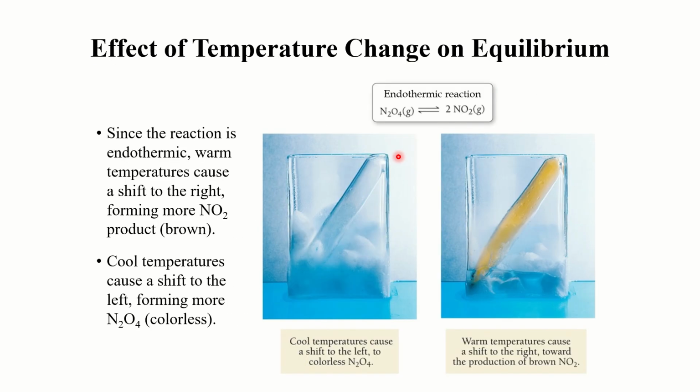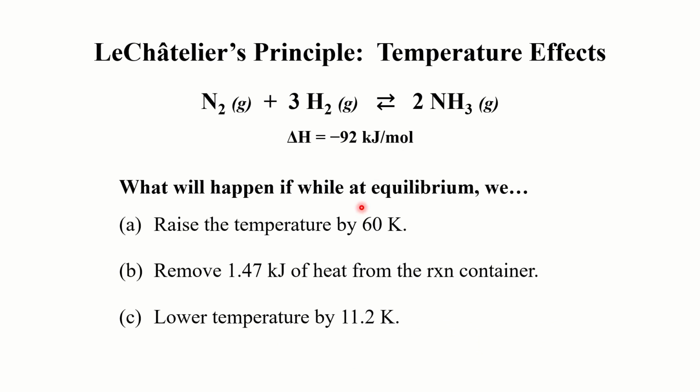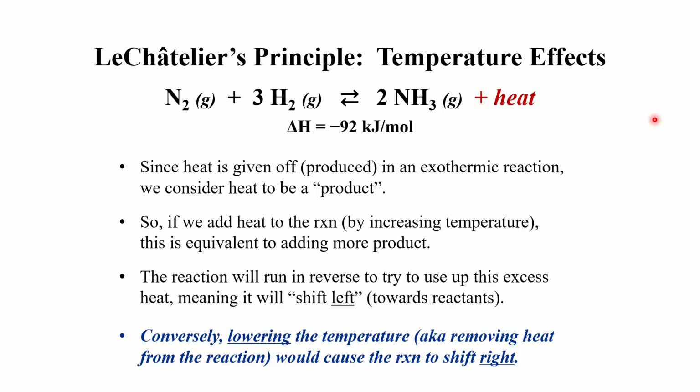So let me go back and explain the answers here then. Letter A here, raising the temperature. That's the equivalent of adding heat. The reaction is going to shift left in response. B and C are both the equivalent of removing heat. So that's like removing a product. So the answer to B and C would be to shift right here.